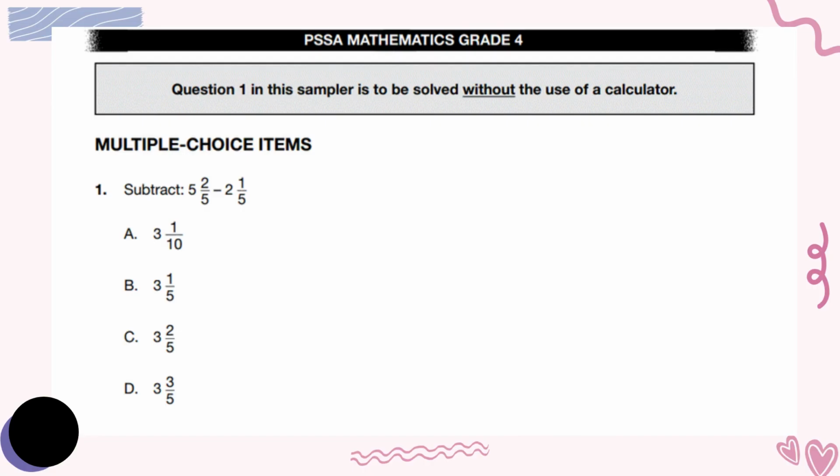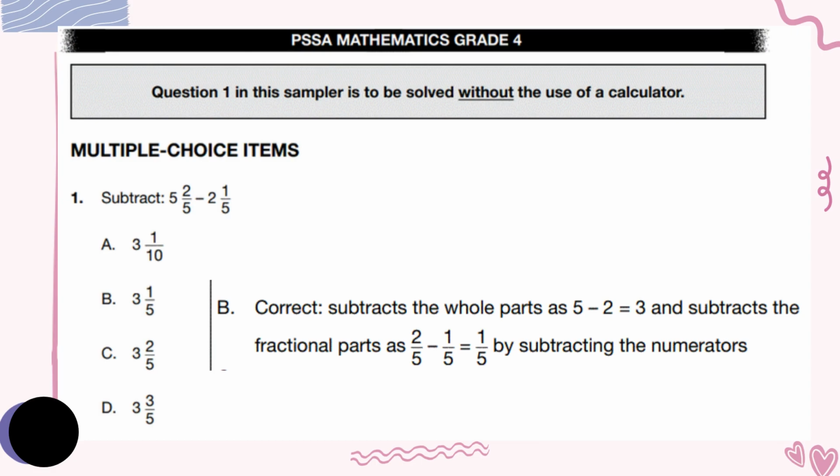Question number 1, that is question 1 in this sampler, is to be solved without the use of a calculator. It is a multiple choice item and subtraction here. First you need to subtract the whole part, that is 5 minus 2, that is 3, and subtract the fractional part, that is 2 divided by 5 minus 1 divided by 5. So it's obviously 1 divided by 5, by subtracting the numerators, and the denominator here is the same. So the answer will be B, that is 3 and 1/5.